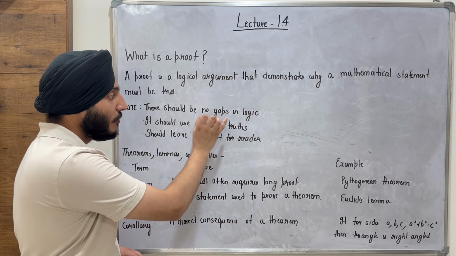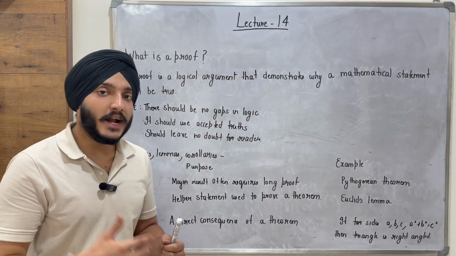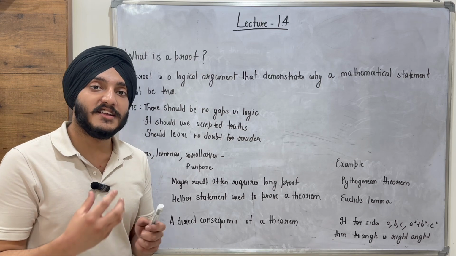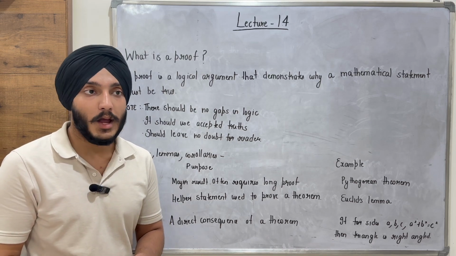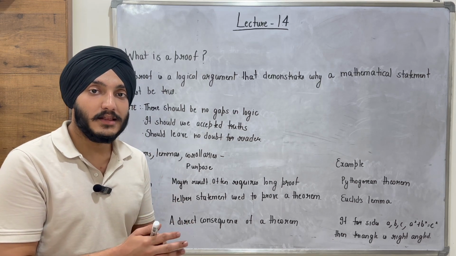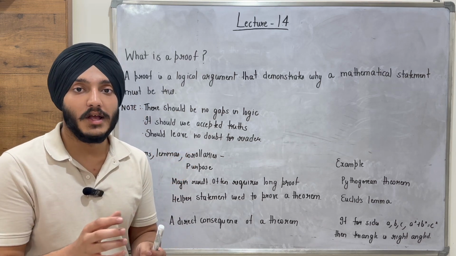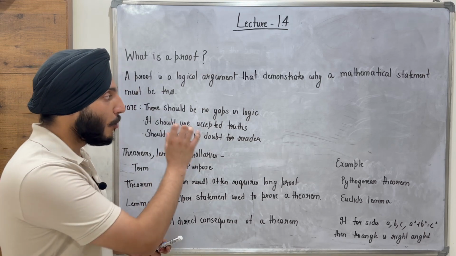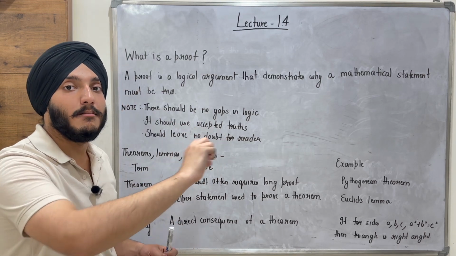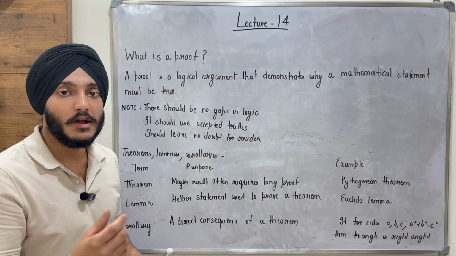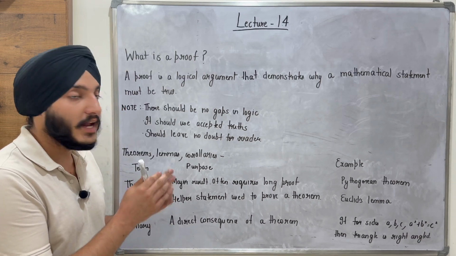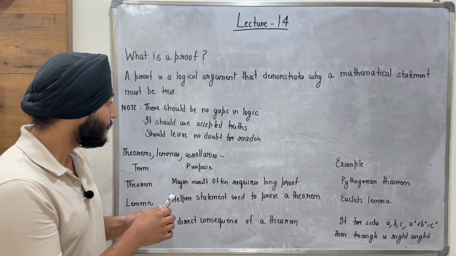First thing is there should be no gaps in the logic. Whenever we are writing a proof, we need to make sure that we explain each and everything in detail. Because if I'm trying to prove something, then it is very important that I don't miss anything and I don't make any mistakes. So there should be no gaps in the logic. It is not that I can miss some statement or explanation and that would still be fine. I need to make sure each and every explanation is there.